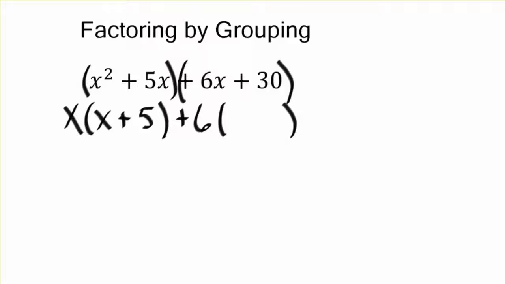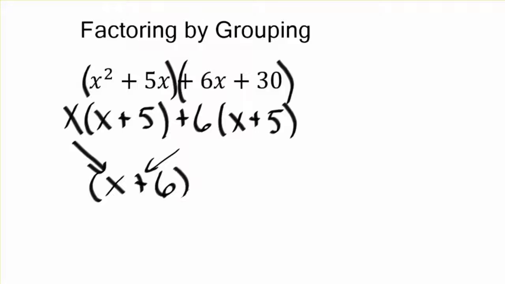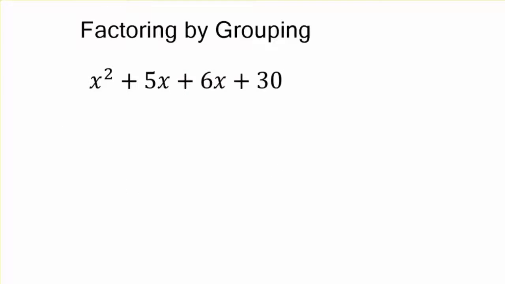You get x plus 5. And I'm factoring out a 6 from the second half. And you're also getting x plus 5. That only works if you have the same thing inside those parentheses. So you bring down your x plus 6 like that, and bring down your x plus 5, and there you have it. You're all done.